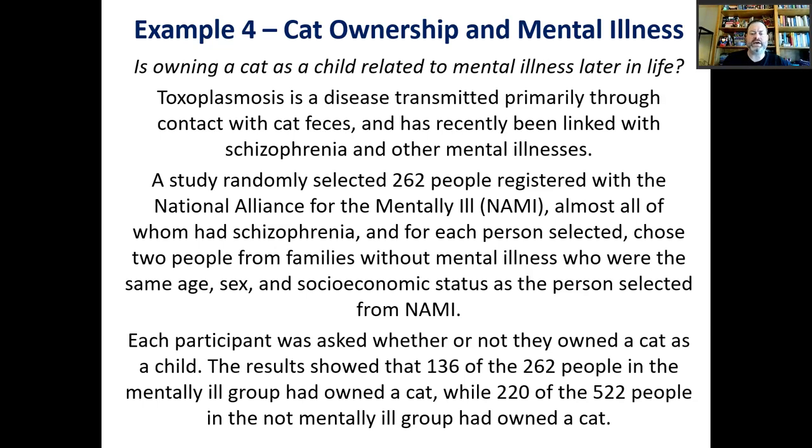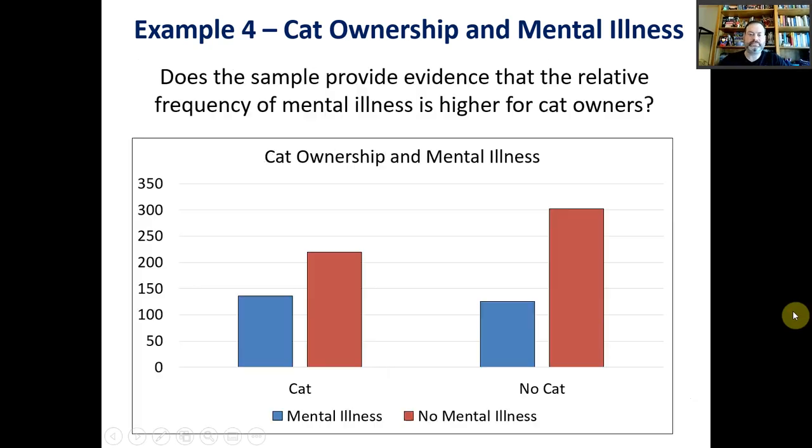Each participant was asked whether or not they owned a cat as a child. The results showed that 136 of the 262 people in the mentally ill group had owned a cat, while 220 of the 522 people in the not mentally ill group had owned a cat. So here's what the data looks like. Does the sample provide evidence that the relative frequency of mental illness is higher for cat owners?